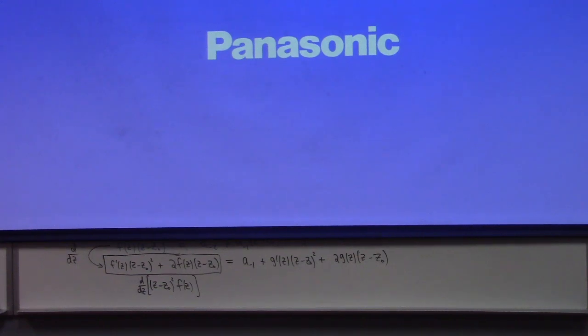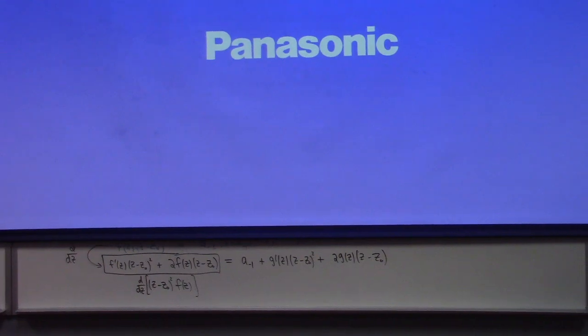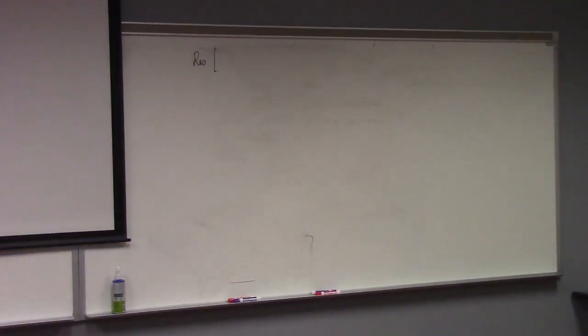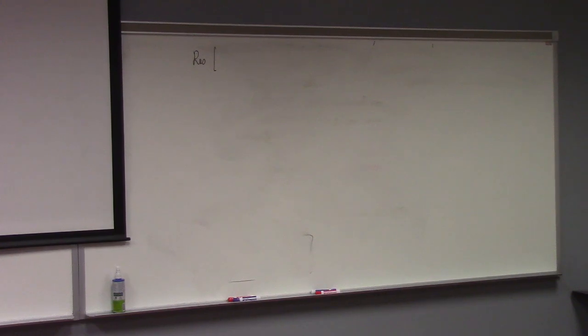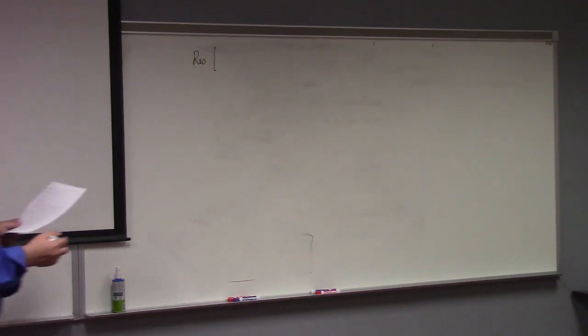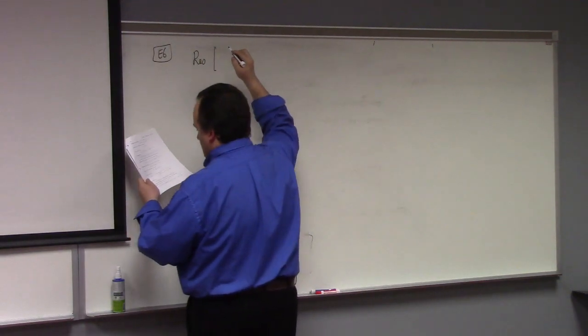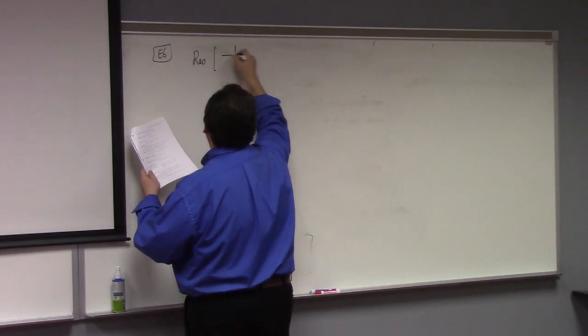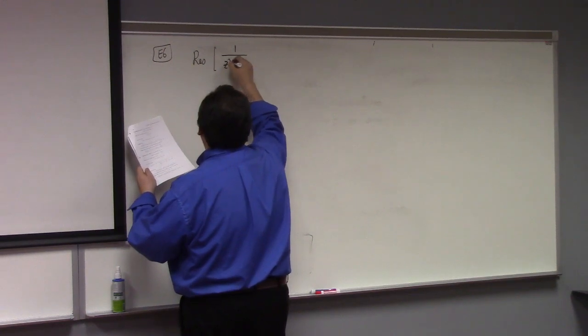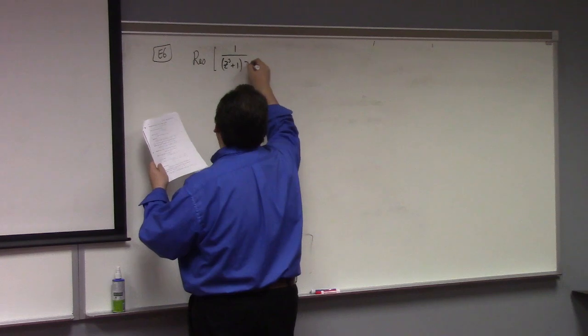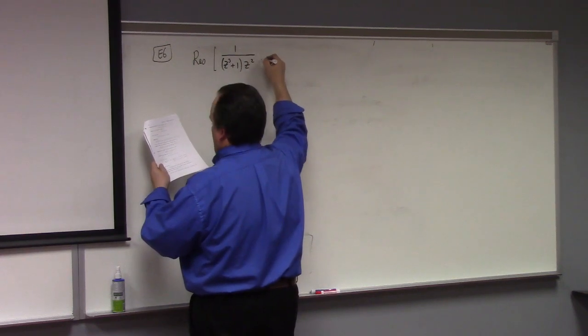Example for rule 2 was this. If we have the residue, what example am I on? Forgot my numbers. 6, thank you. Residue of 1 over z cubed plus 1 times z squared at 0.